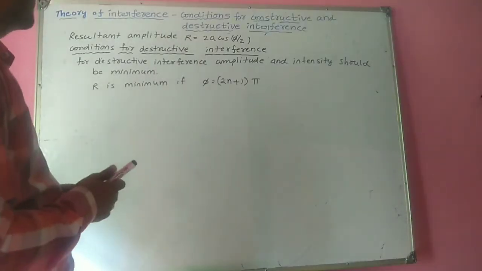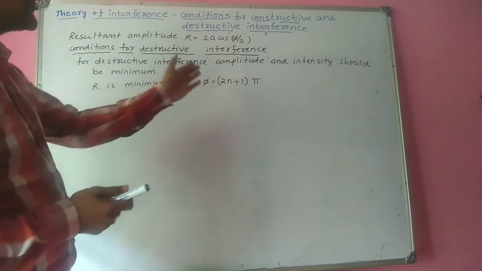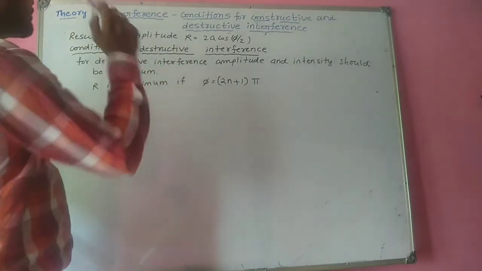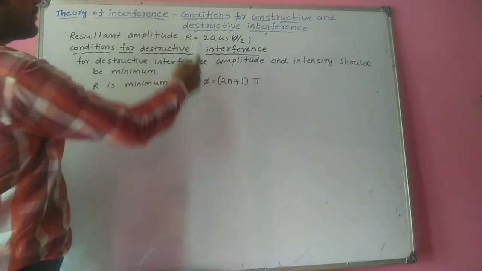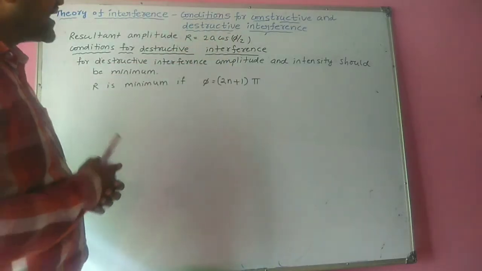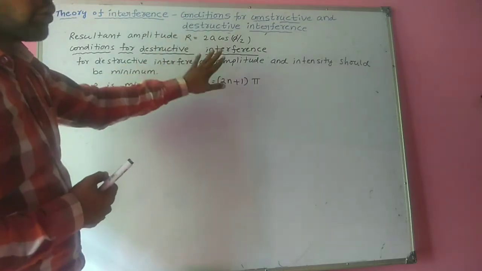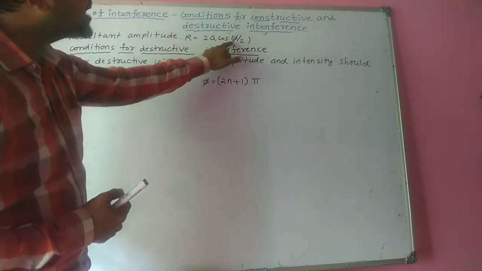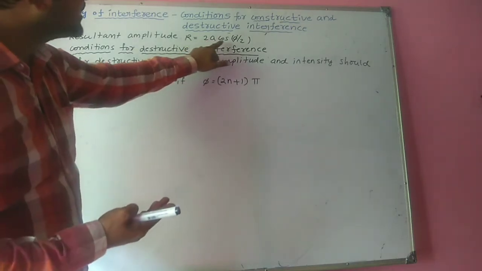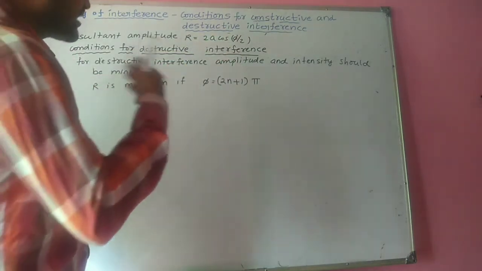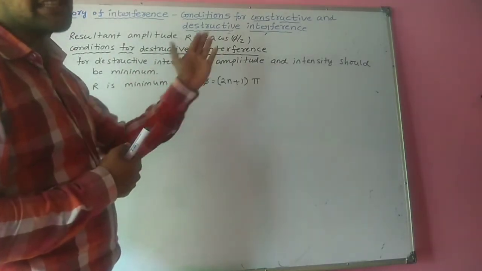Now let us obtain the conditions for destructive interference. For destructive interference, the amplitude should be minimum and intensity also should be minimum. Here already we have determined the resultant amplitude capital R is equal to 2a cos phi by 2. For destructive interference, R should be minimum. Minimum value is 0. R should be 0 means this cos term will be 0, because 2a is constant and does not become 0. This cos term should be 0. Cos value is 0 when the angle is pi by 2, that is cos 90 is 0.